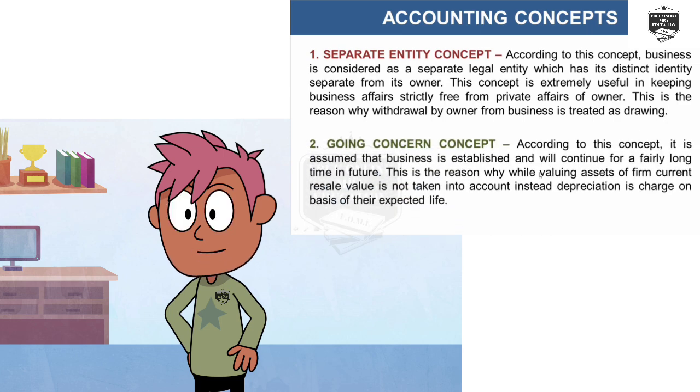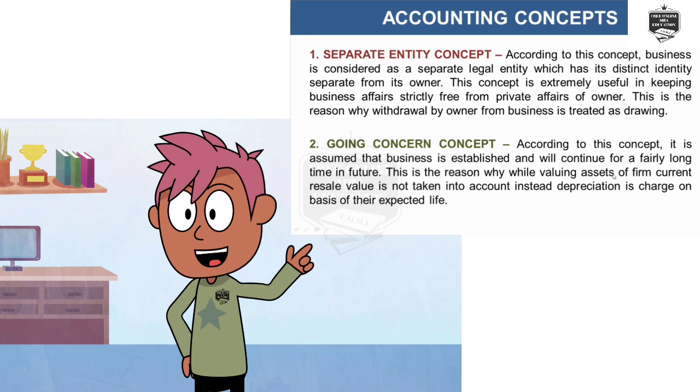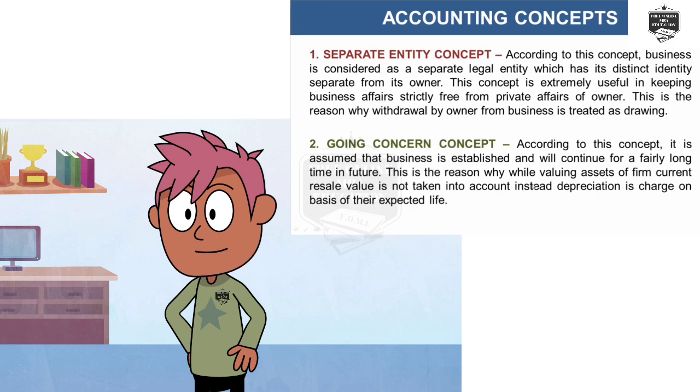The second is going concern concept. According to this concept, it is assumed that business is established and will continue for a fairly long time in future. So whenever any business is established, it is not for a shorter period of time. It is assumed that the business will have a longer survival in the market. And this is the reason why when we are recording transactions related to assets, while valuing assets of the firm, current resale value is not taken into account. Instead, depreciation is charged on the basis of their expected life.